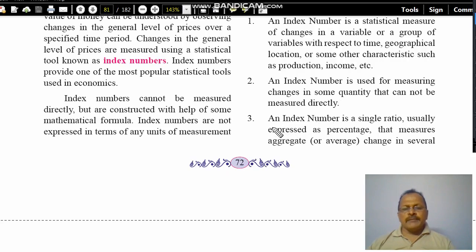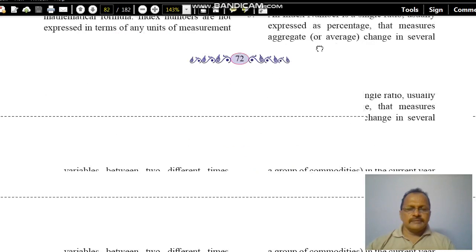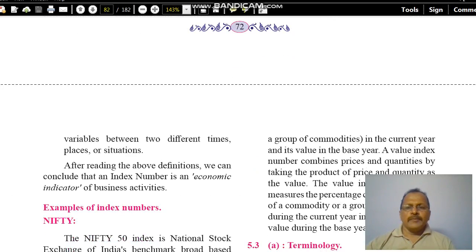The third definition is, an index number is a single ratio usually expressed as percentage that measures aggregate or average change in several variables between two different times or places or situations.